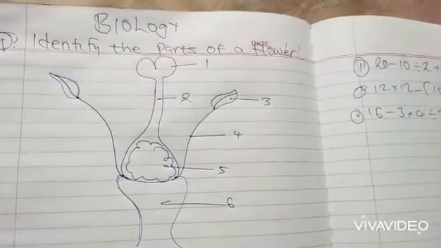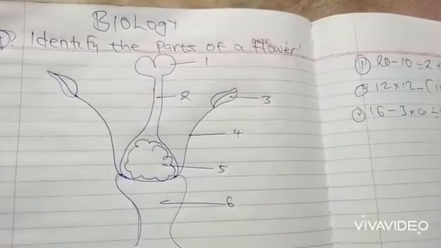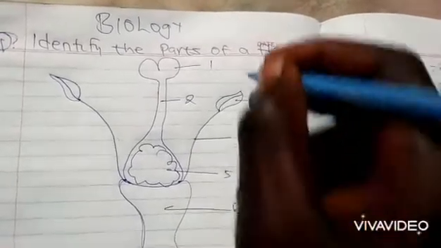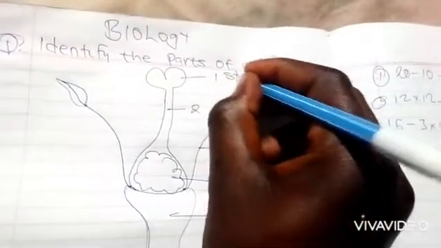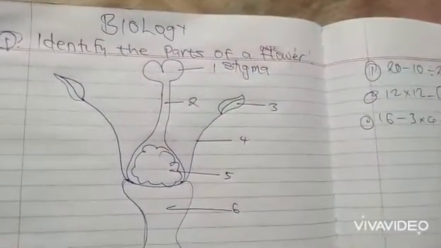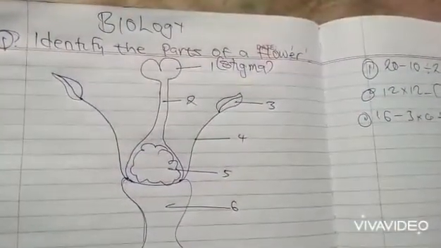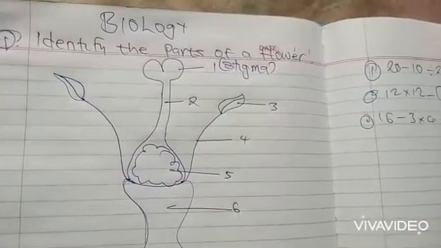So what is part 1? Part 1 is a female part of a flower. It is called the stigma. So part 1 is a stigma. Now a stigma receives pollen grains from anthers.